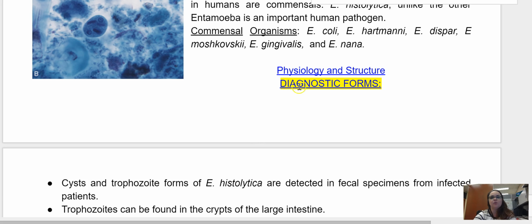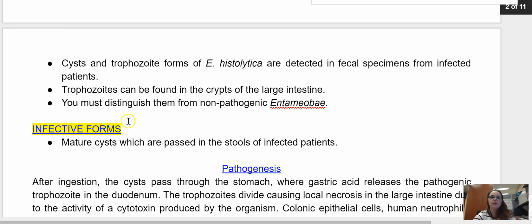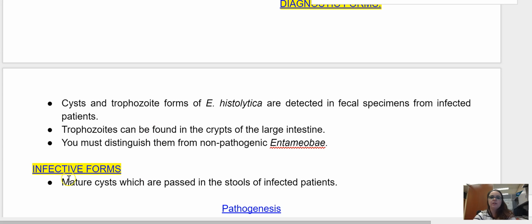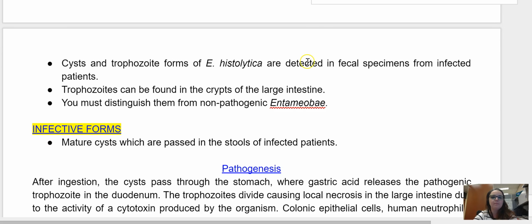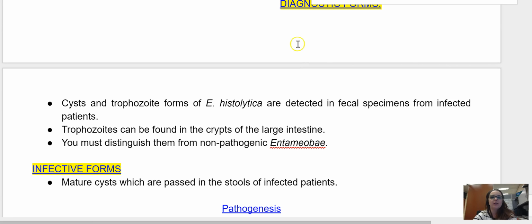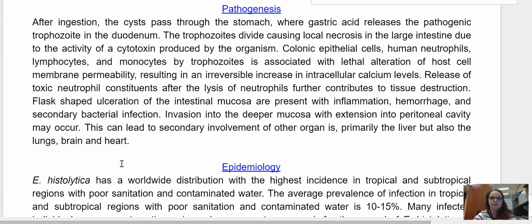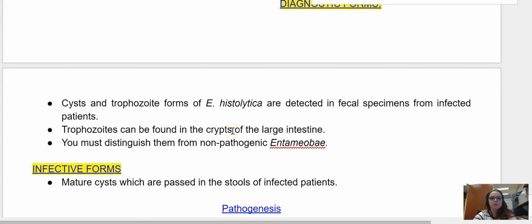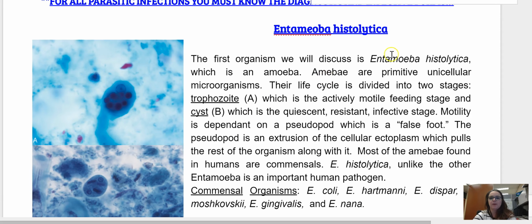The reason for that is you need to know your diagnostic form and you need to know your infective form. You need to know what kind of form your patient could experience and what you're looking for when you're trying to figure out what they have. If it's a worm and you're looking for an egg, you're going to be in big trouble, okay? So I have those highlighted for each organism, diagnostic form and infective form, and it lists it there. So we're starting right off with Entamoeba histolytica.